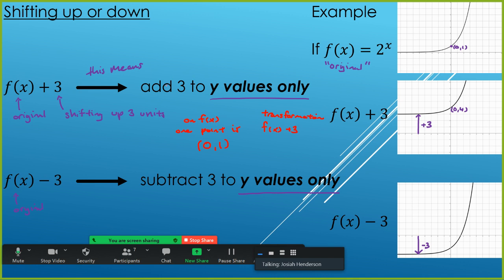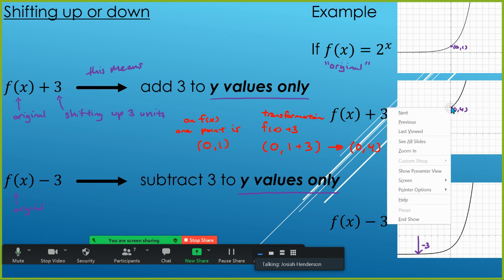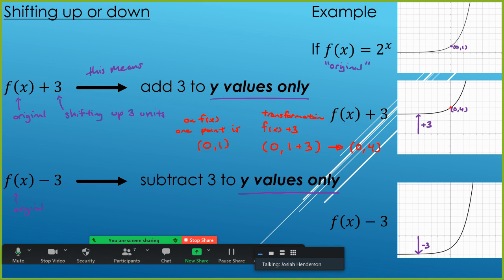So my little rule above says add 3 to the y values only. So if we did that to the point 0, 1, I add a 3 to just the y value. And what does that give us when we're done transforming it? 0, comma 4. And sure enough, we see that spot on the actual black function line for our transform, 0, comma 4. And if you wanted to check any of the points that existed on the original, add 3 to just the y value, it lines up with the new one in f of x plus 3.